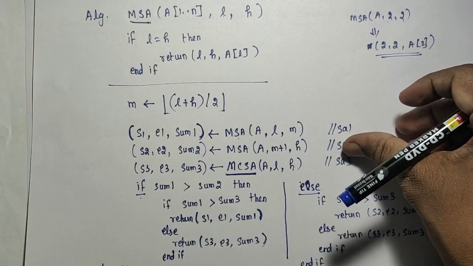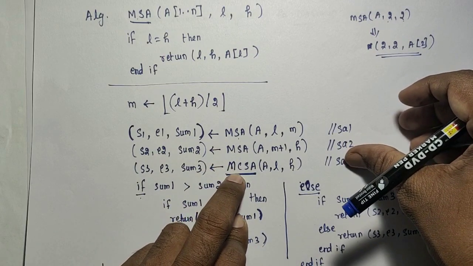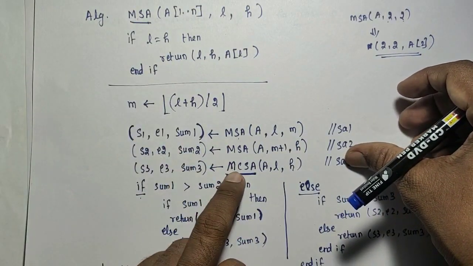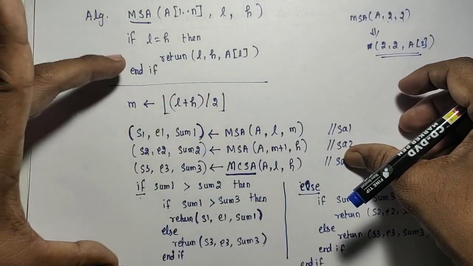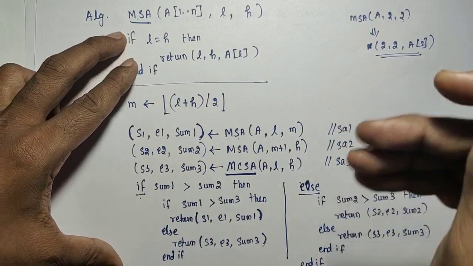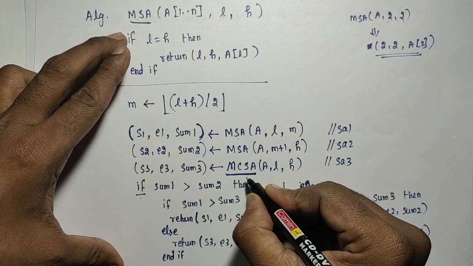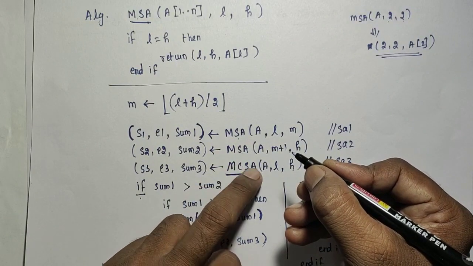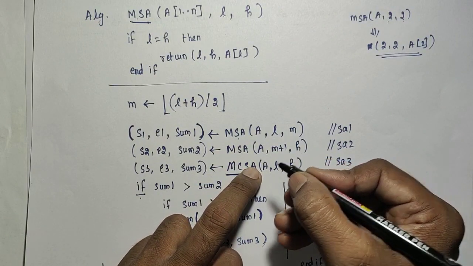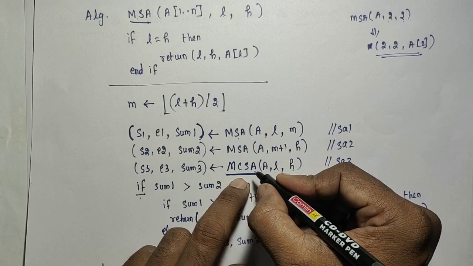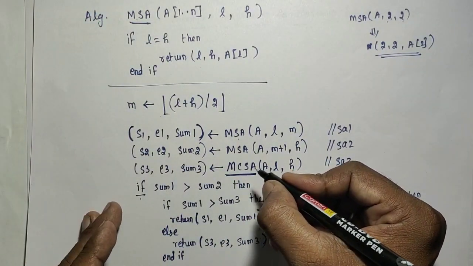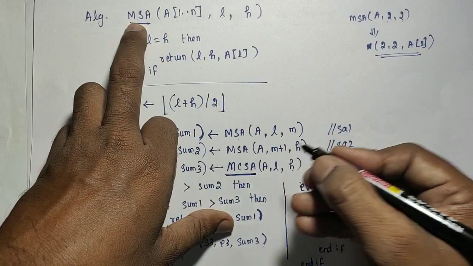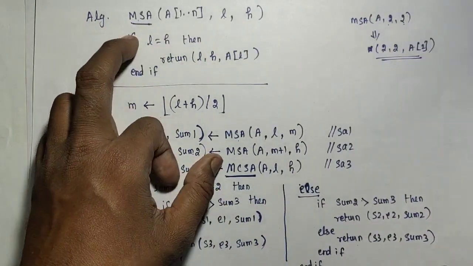Subarray 1, subarray 2 and subarray 3. Here it contains two algorithms. One is the maximum subarray, that is the main algorithm. Another one is the mid-crossing subarray. If you want to analyze this algorithm, I need to know the complexity of the mid-crossing subarray algorithm. So first we will analyze the mid-crossing subarray and find its complexity first. Then we can start analyzing the main algorithm, because we need the complexity of this algorithm if we want to estimate that complexity.